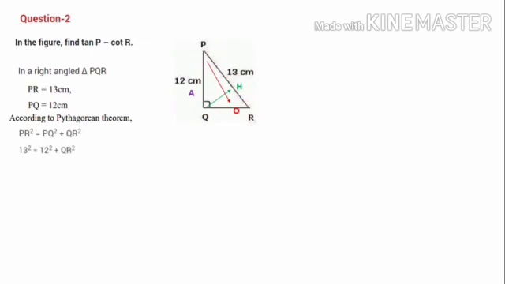Then substitute the values. PR is 13, PQ is 12, QR no value. Then QR square is equal to 13 square is 169 and here 12 square is 144. This 144 we have to take to the left side, that is minus 144. So 169 minus 144, that is equal to 25. From here QR we can calculate. QR is equal to root of 25. Root of 25 is equal to 5 centimeter. Let's write it on the diagram, that is QR is 5 centimeter.